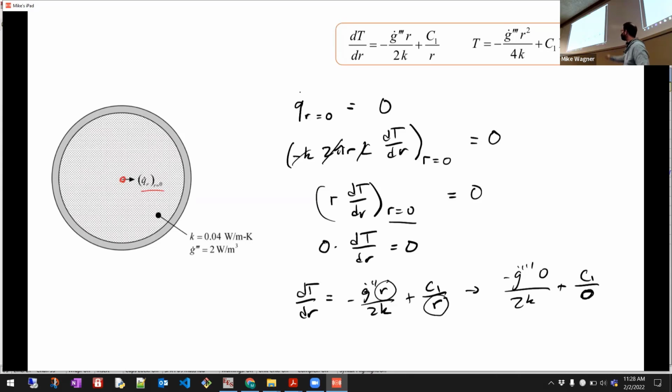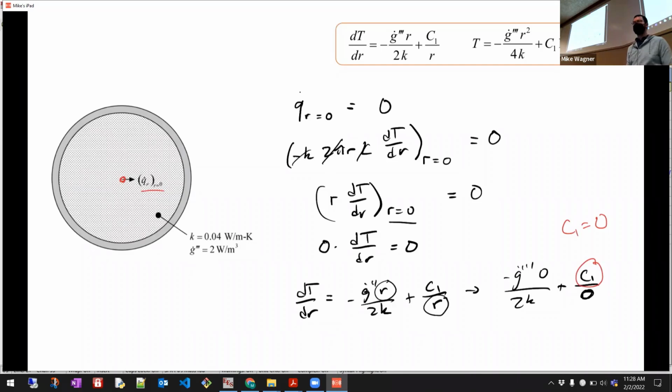But we just decided that in order for the equation immediately above to hold, dT/dr has to be finite. It can't be infinite. What we just wrote gives us infinity. So what's the only thing that we can do to resolve this problem? C1 equals 0. So C1 has to equal 0. It's a bit confusing, I think, but if you sit there and think about it long enough, you can probably convince yourself that C1 has to be 0 is the outcome of this boundary condition.